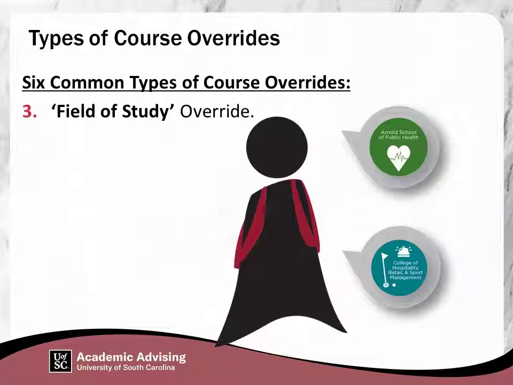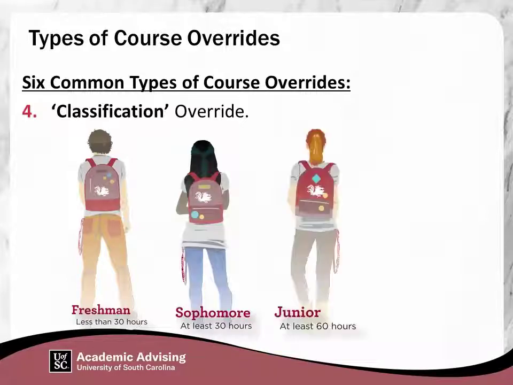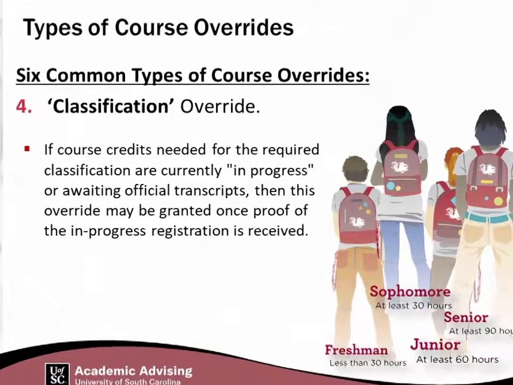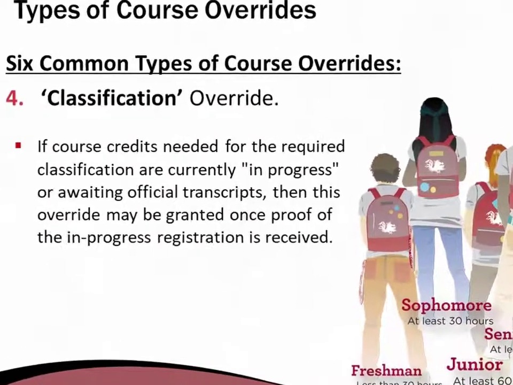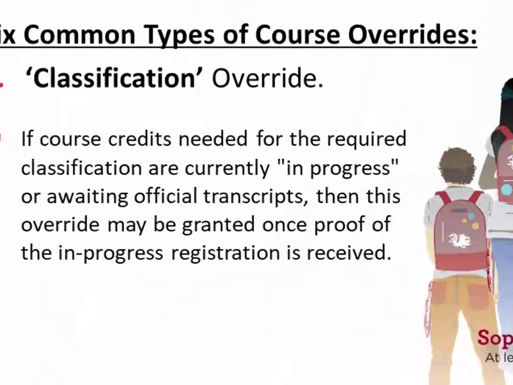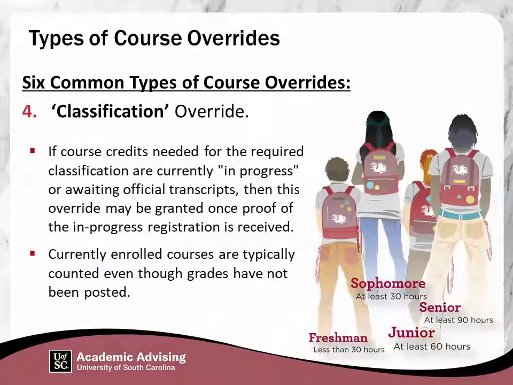override. 4. Classification override. Some courses are restricted by academic class, i.e., freshman, sophomore, junior, senior. If course credits needed for the required classification are currently in progress or awaiting official transcripts, then this override may be granted once proof of the in-progress registration is received. Currently enrolled courses are typically counted even though grades have not been posted.